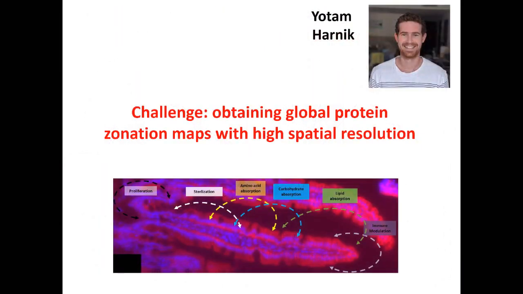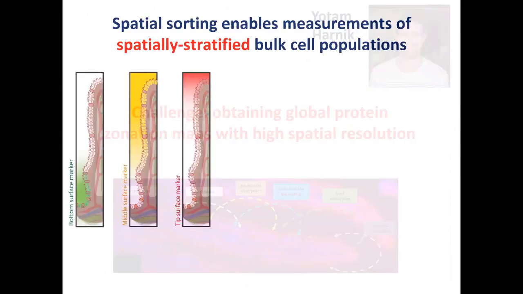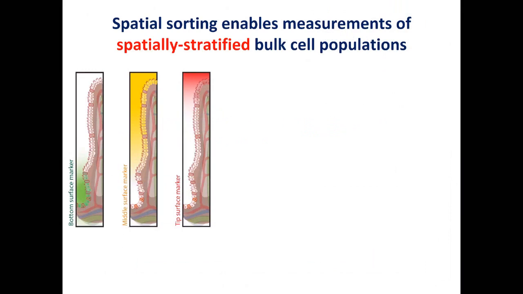So we want to get the same whole genome map of both the proteins and the RNA. And Yotam Harnik, an amazing PhD student in the lab, decided to take on this challenge of obtaining these global protein measurements with high spatial resolution. And he decided to use a technique that we called spatial sorting.